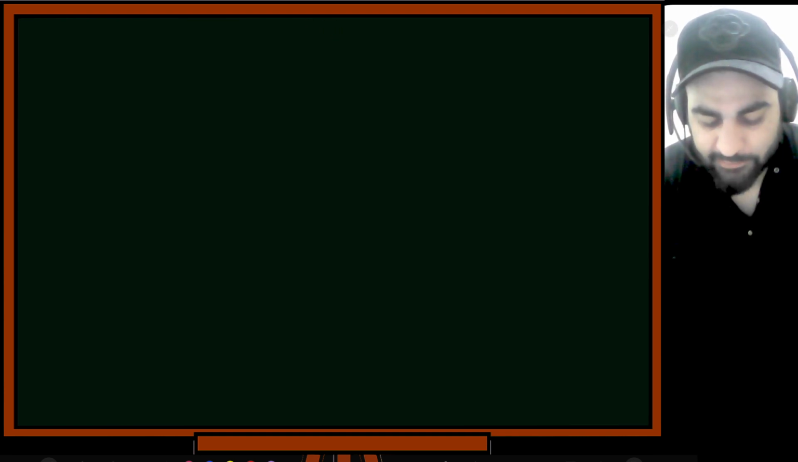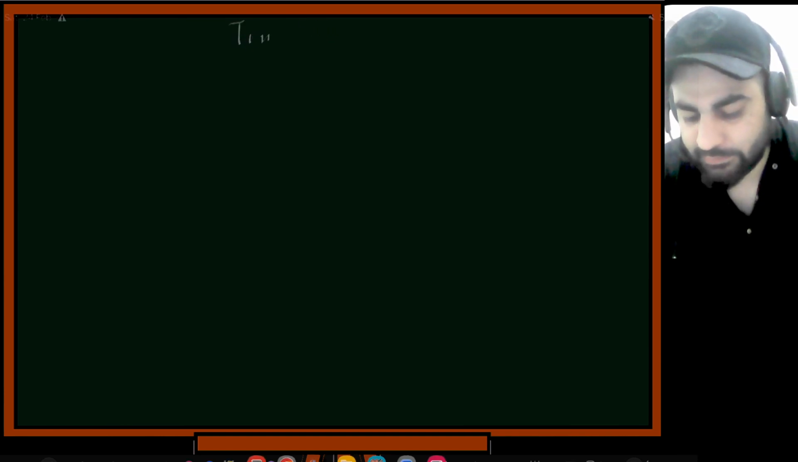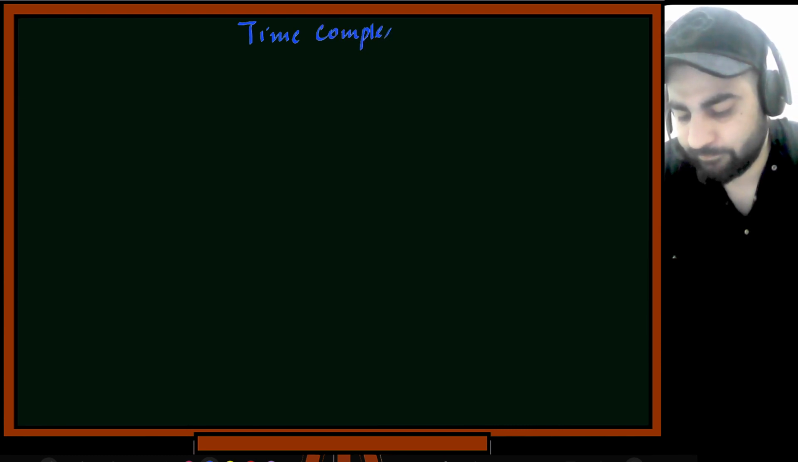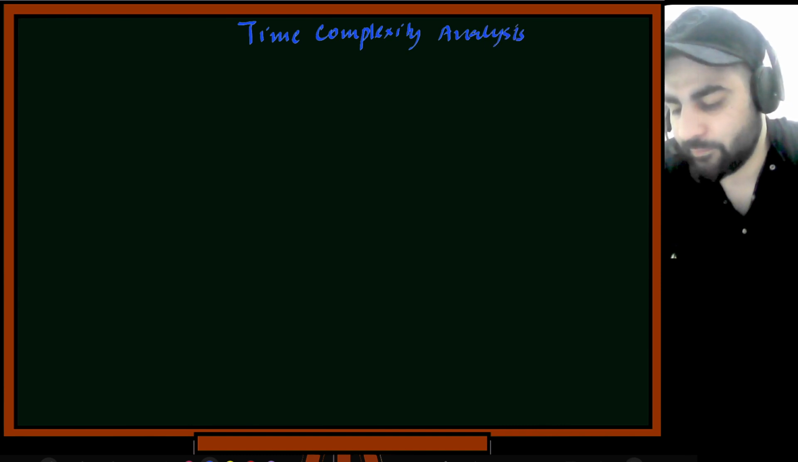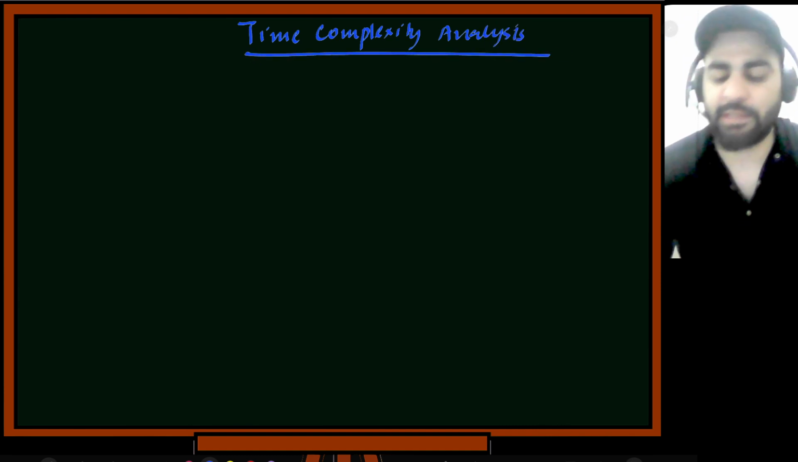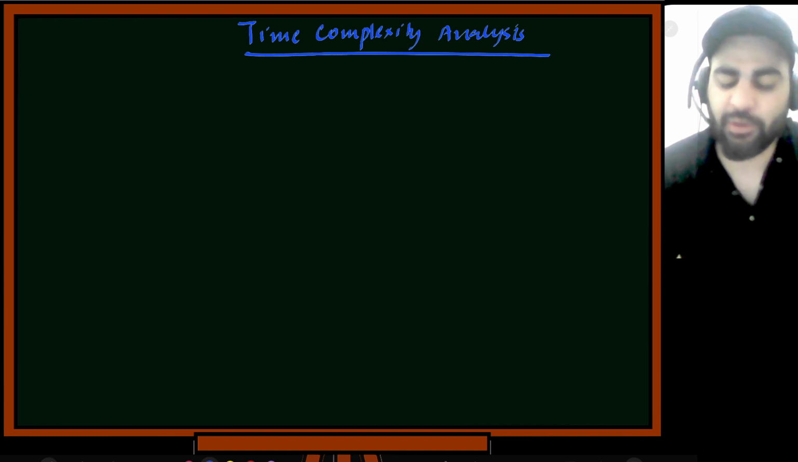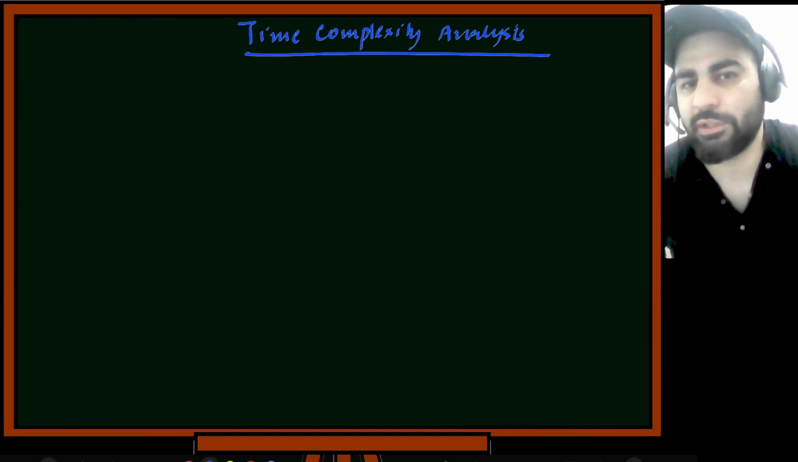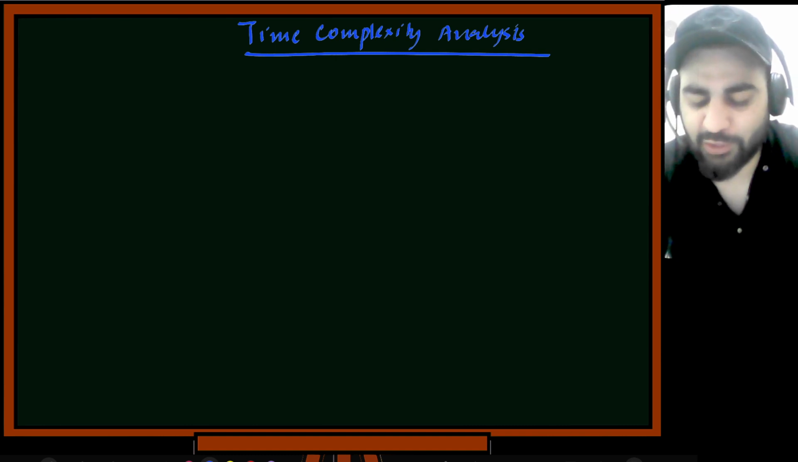Time complexity analysis. Just a bit of revision. So what we did so far is we learned different types of functions and different types of order growth, and we saw what asymptotic notations are.